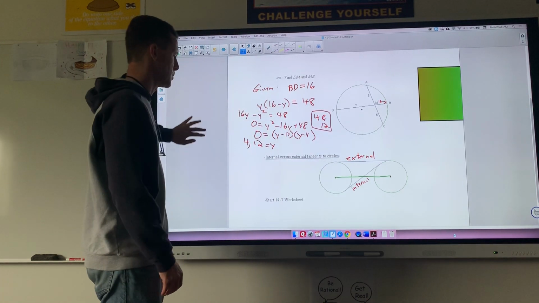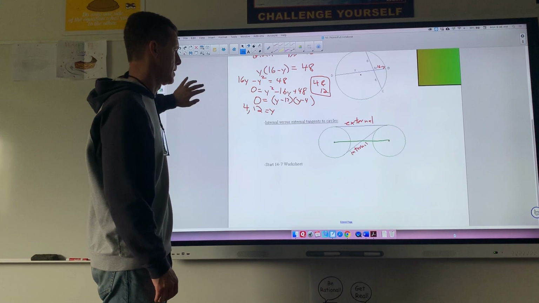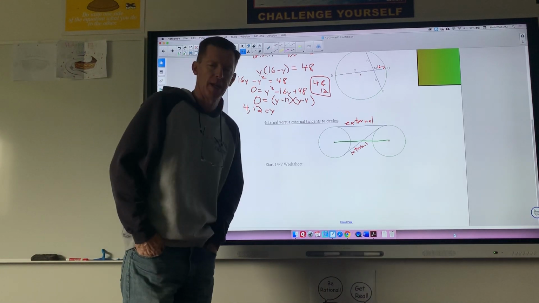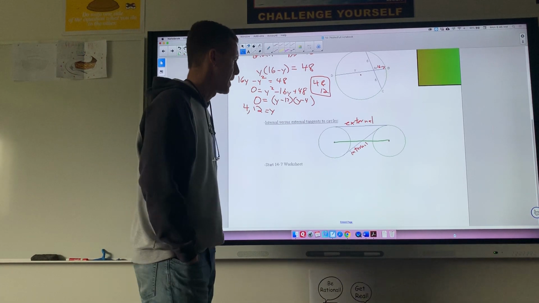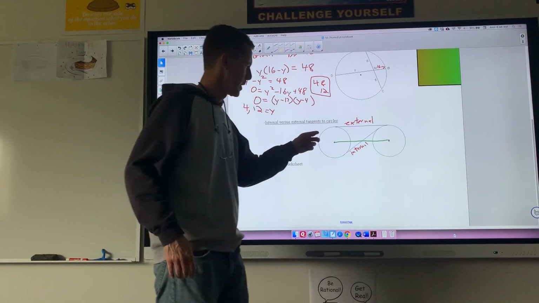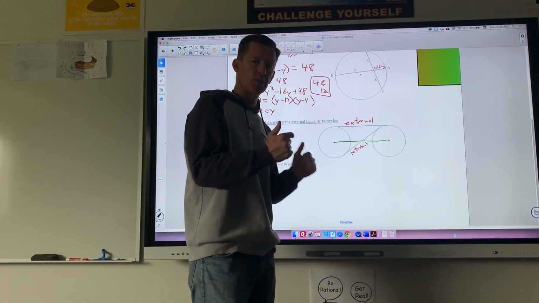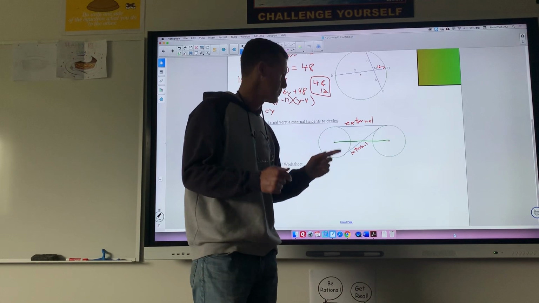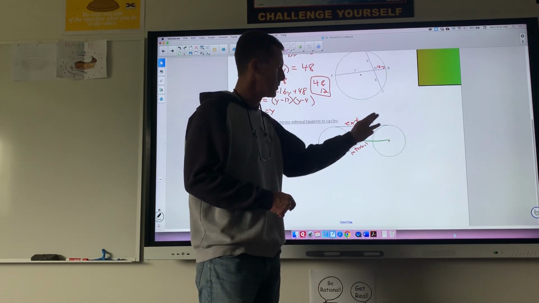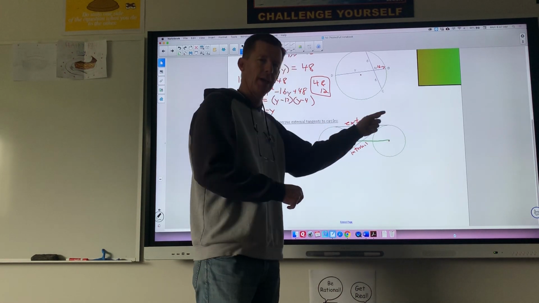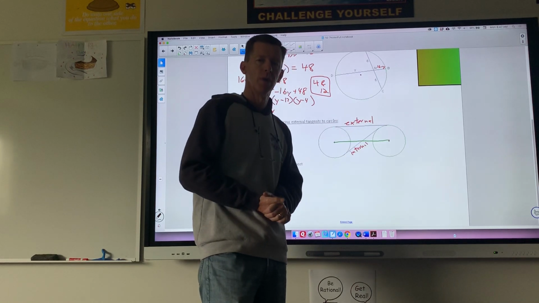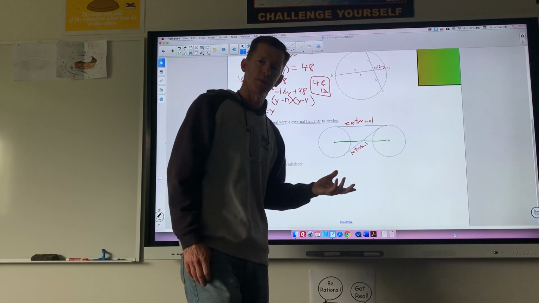One other thing to make sure that we're aware of is internal versus external tangents to circles. External tangents do not cross the segment that connects the centers of two circles. So this would be external. Internal does. It goes through the inside of what's between the two circles. That's going to be important to note as we get into some practice problems.